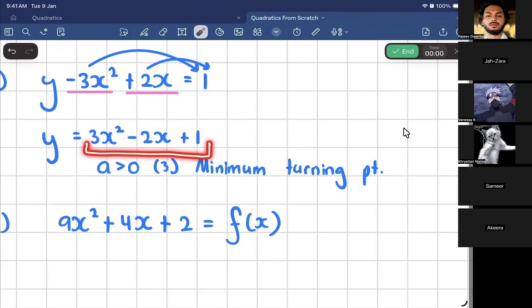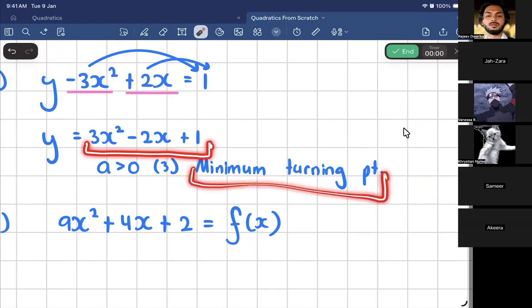Jazara, what's the coefficient of x squared? So coefficient just means the number in front of x squared. What's the number in front of x squared? 3. Is 3 positive or negative? Positive. So if it's positive, it means it's our minimum turning point.